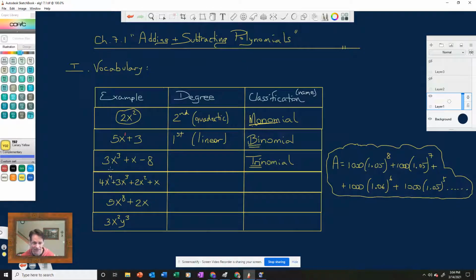All right. And the degree is, look at the highest exponent. It's 3 here. So this will be a third degree trinomial. If you want to be really fancy, you could call it a cubic trinomial. But you could also call it third degree trinomial.